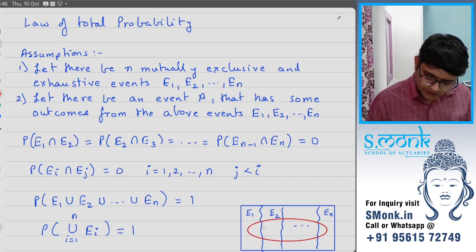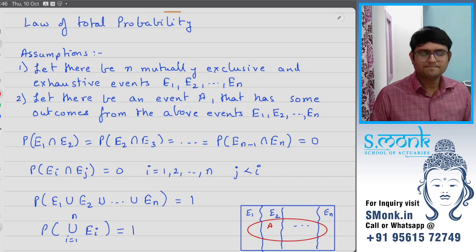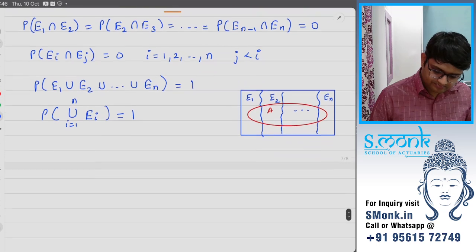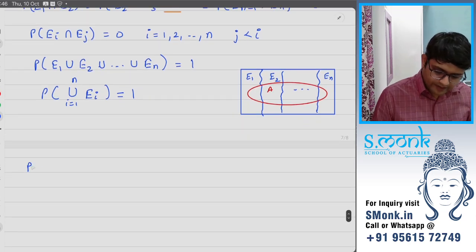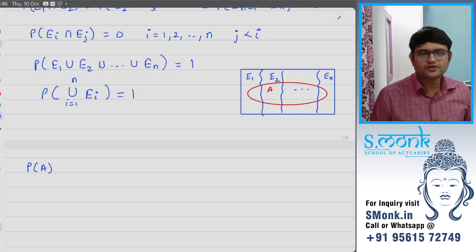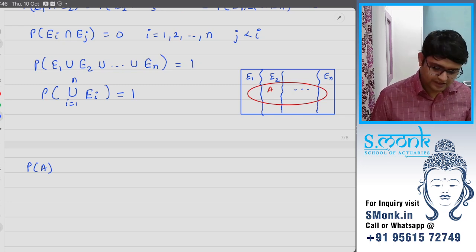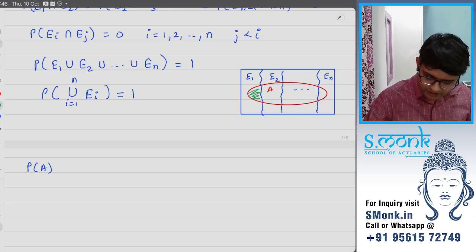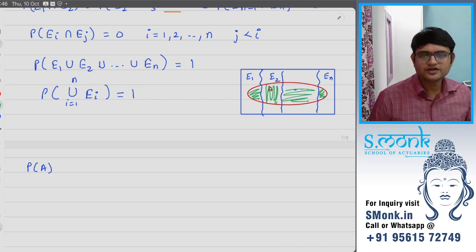Okay, so this is event A. If I want to find the probability of this event A, I might say that it is nothing but this portion plus this portion plus this portion plus this portion. I can add them up one by one, right?